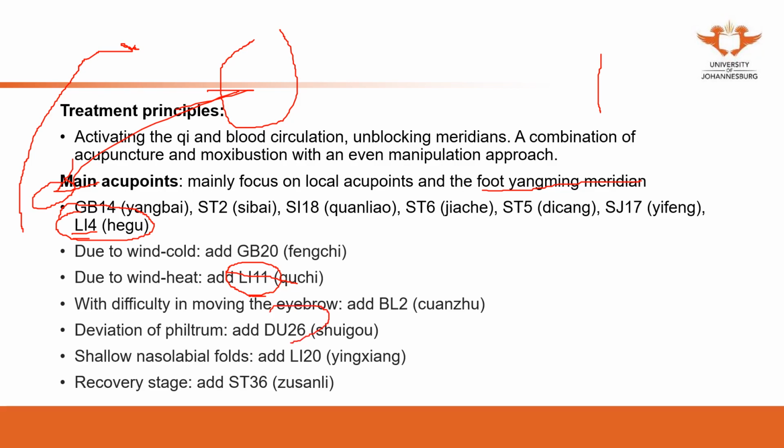U26. U26 is the bird pecking technique. We have introduced it in the practicals for U26. What we need to do is use the bird pecking technique until the patient feels a little bit or the eye becomes watery. Shallowed nasolabial folds, large intestine 20. In the recovery stage, you can add stomach 36 to tonify the qi and blood.